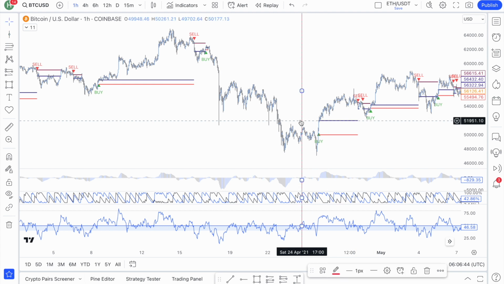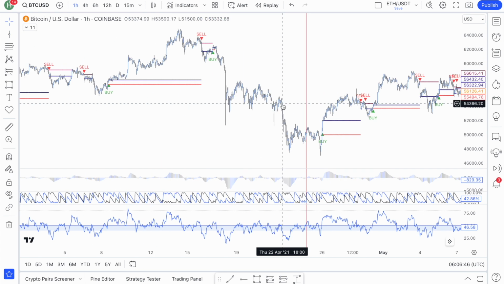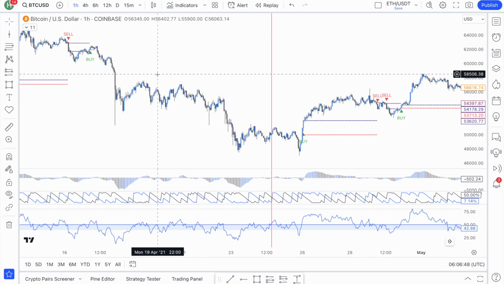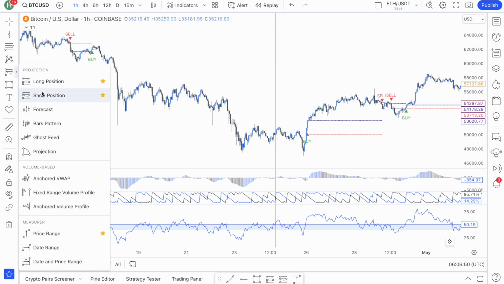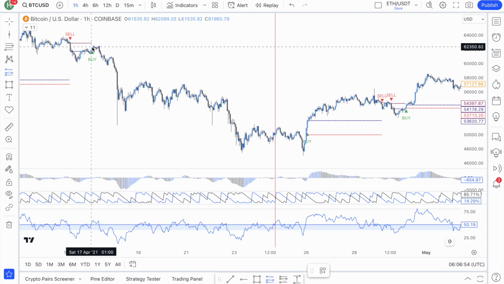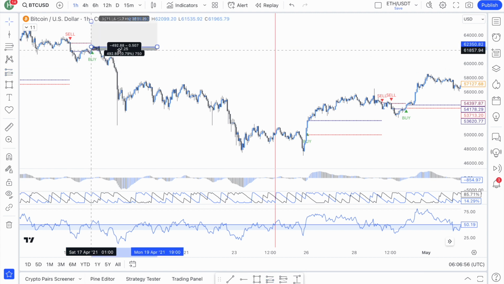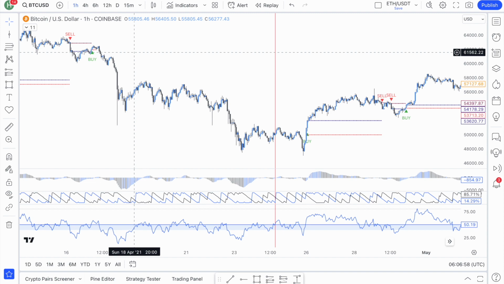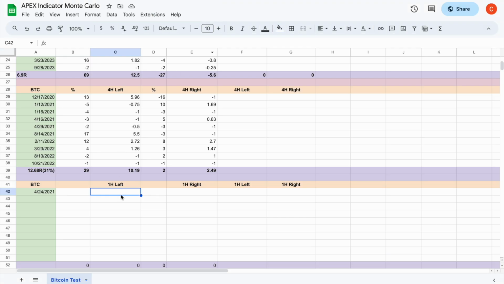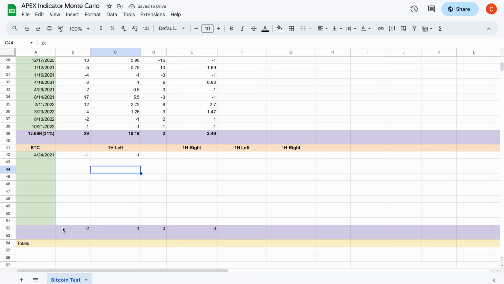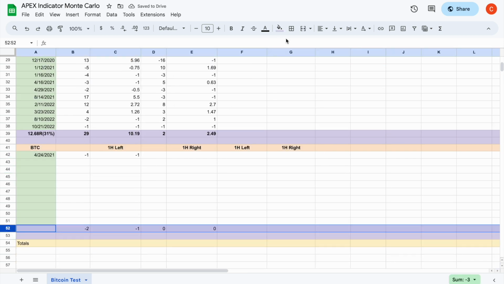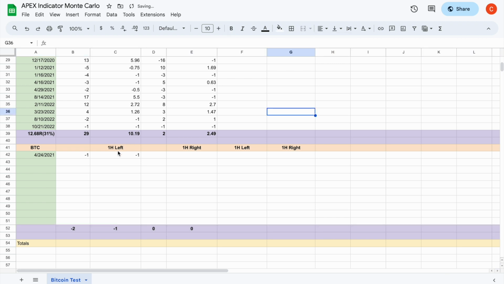April 24th. So here we go. All right. So unfortunately, we had this one here. So that is a stop out, obviously. And that happens. And that was like 1%. So -1. So far, no good. Put that there. Got it.